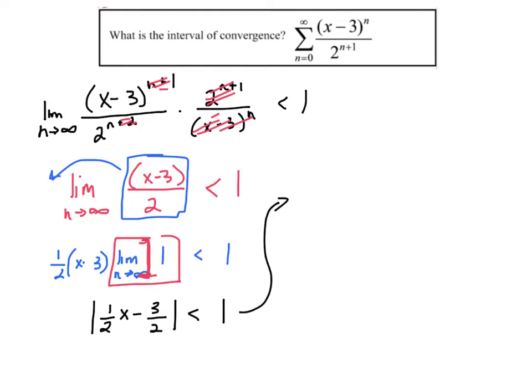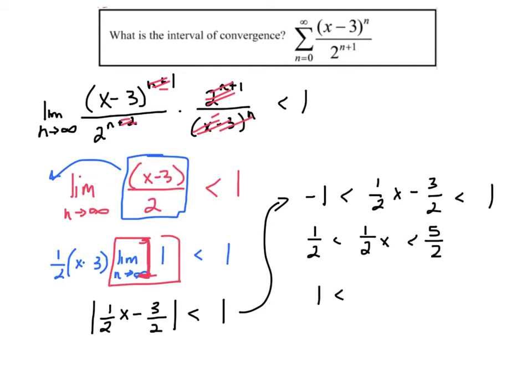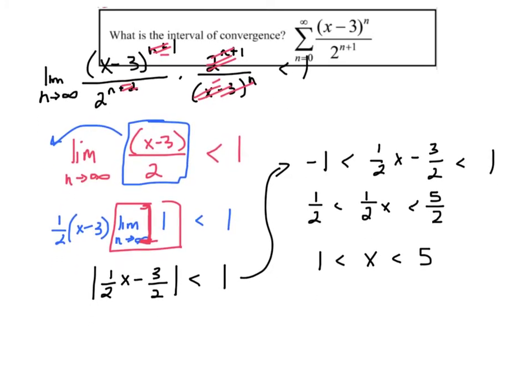Okay, so then we set this up, we have negative 1 less than 1/2 x minus 3/2 less than 1. Okay, so we add 3/2 to both sides, so we got 1/2, then multiply everything by 2, something like that. Okay. So now remember we need to check those endpoints. Let me do that right below here if I can. I'm going to try and create myself a little bit of room.